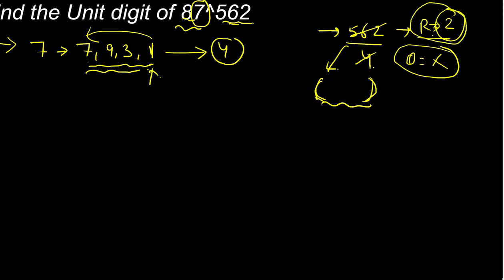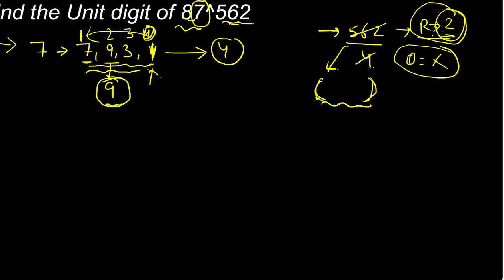So now the remainder is going to be 2. What does that mean? A remainder of 2 means it is going to end on 9. If the remainder was 1, it should be 7. If the remainder is 2, it should be 9. If the remainder is 3, it should be 3. And if the remainder is 4, or you can say 0, because you are dividing by 4, then obviously this number is going to be 1. So that is the cyclicity of this number, 7.